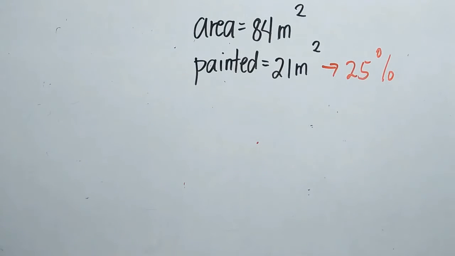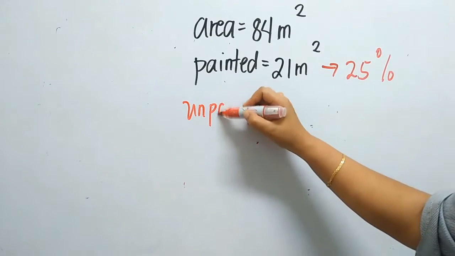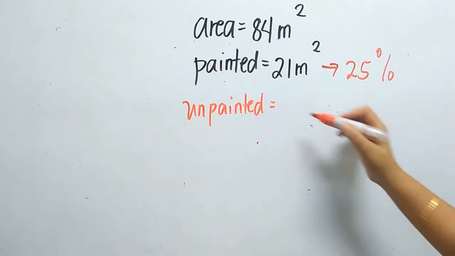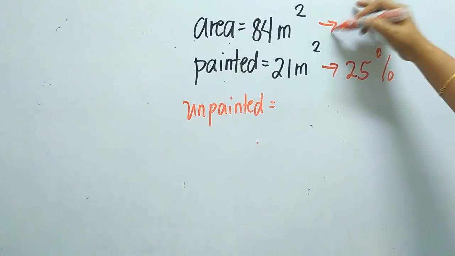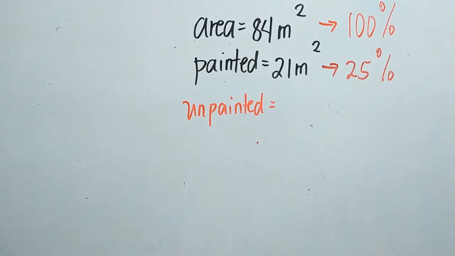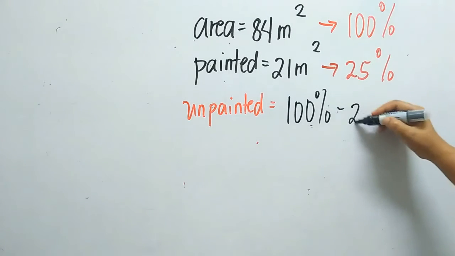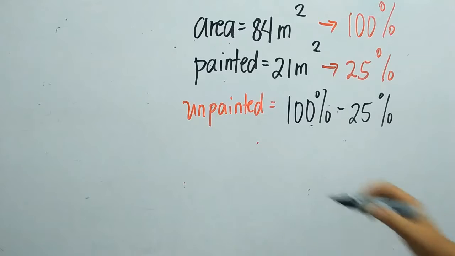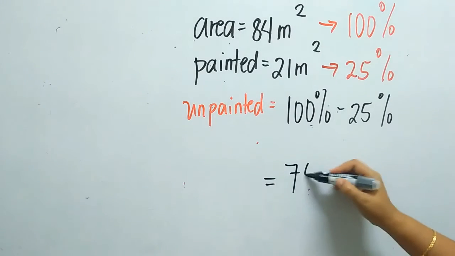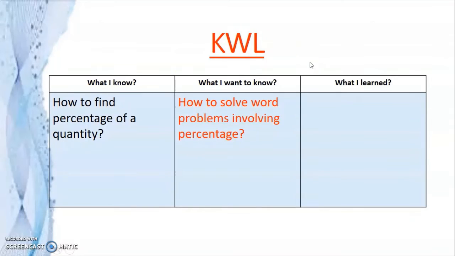Now we're going to find the percentage of unpainted. So how are we going to find the percentage? As we all know, the total area of the wall is 100%. Now how are we going to find the unpainted part? Very good. We're going to subtract 100% minus 25%. So 100 minus 25 is equal to 75%.